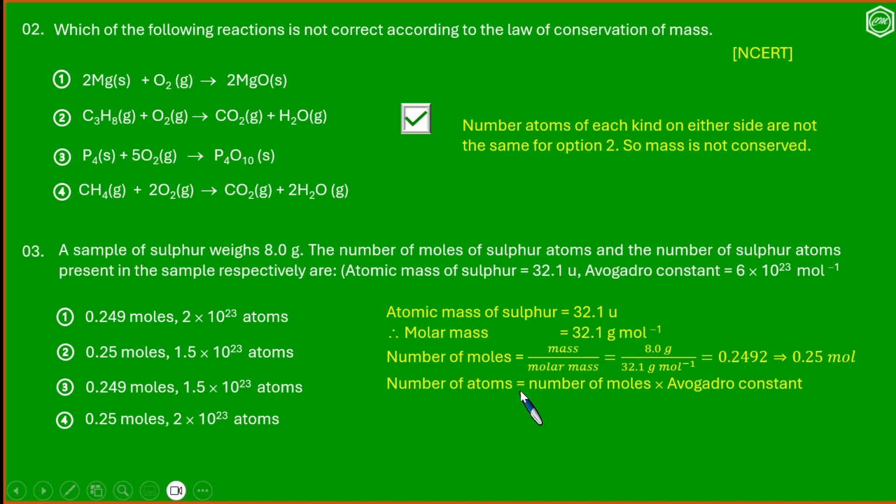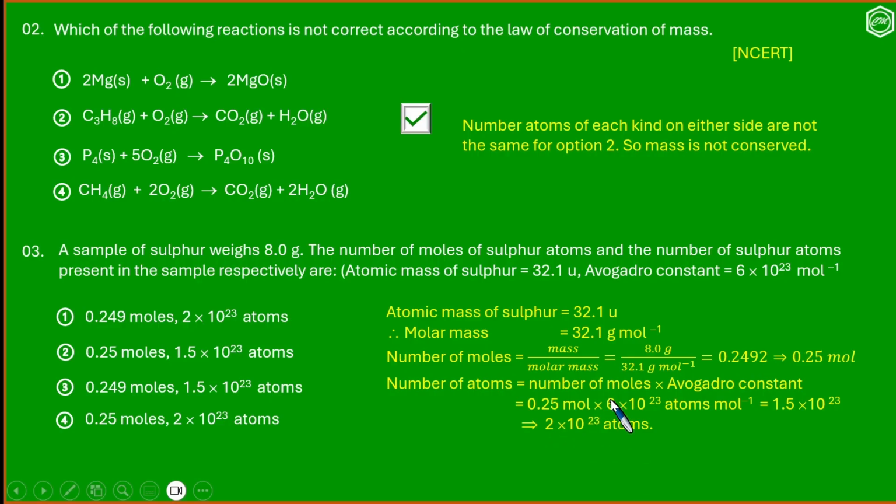The number of atoms is equal to number of moles into Avogadro constant. That is 0.25 mole into 6 into 10 raised to 23 atoms per mole. That is 1.5 into 10 raised to 23. Correcting to the required number of significant figures, 2 into 10 raised to 23 atoms.